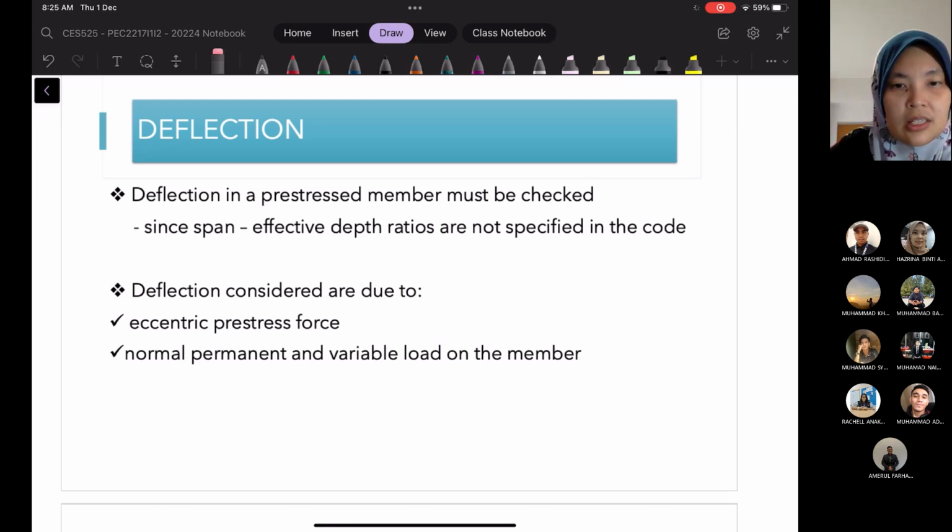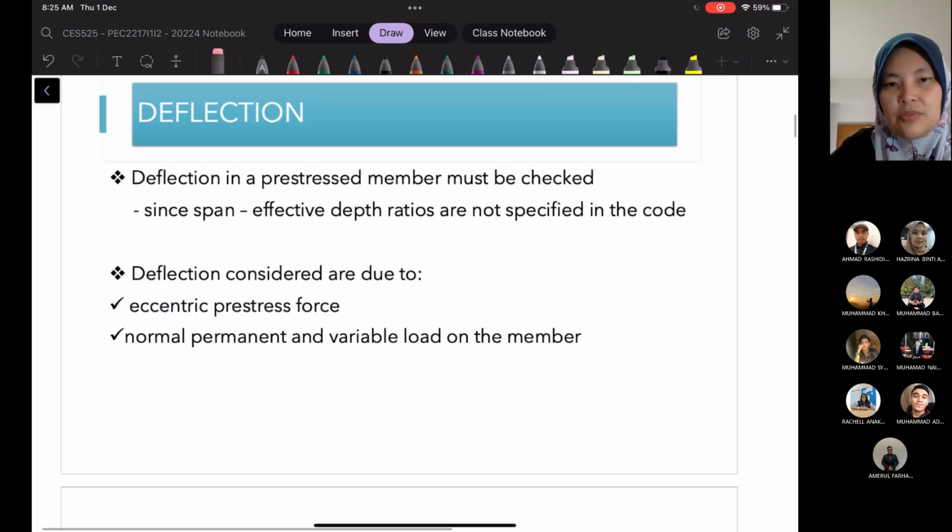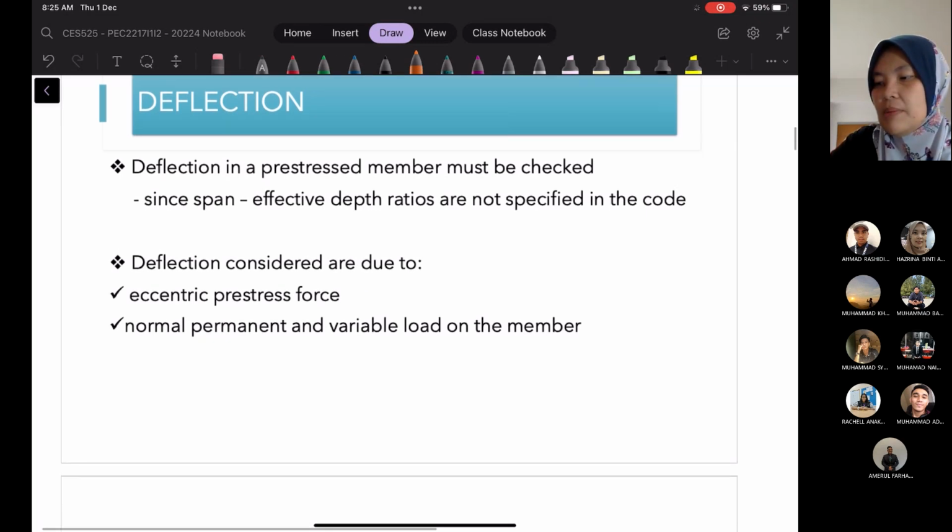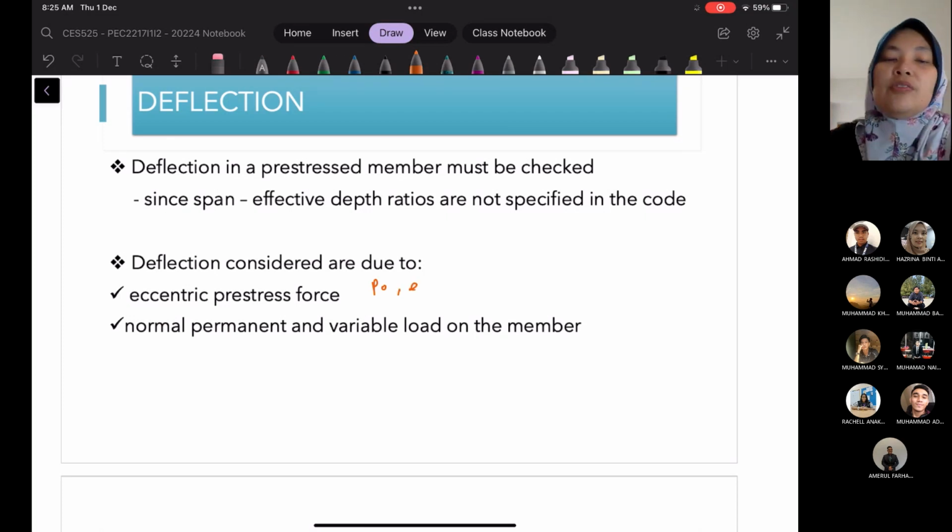Deflection considered is due to the eccentric pre-stress force, as well as the normal, permanent, and variable load on the member. The pre-stress force is the P naught value. When we talk about a pre-stress concrete member, we are going to have the induced pre-stress force, which pushes up our pre-stress concrete beam. We also have the value of the eccentricity, which is its location.